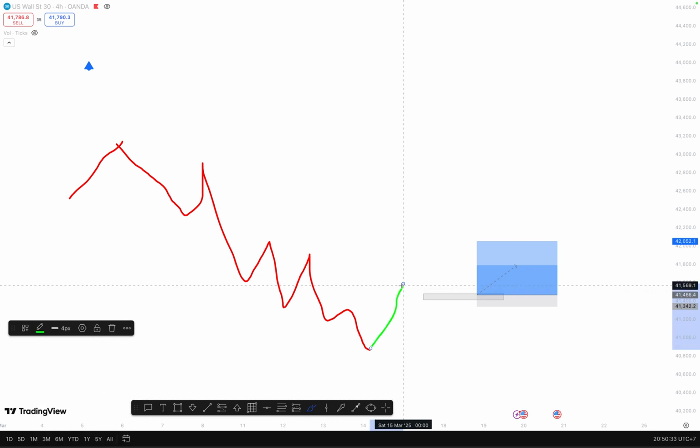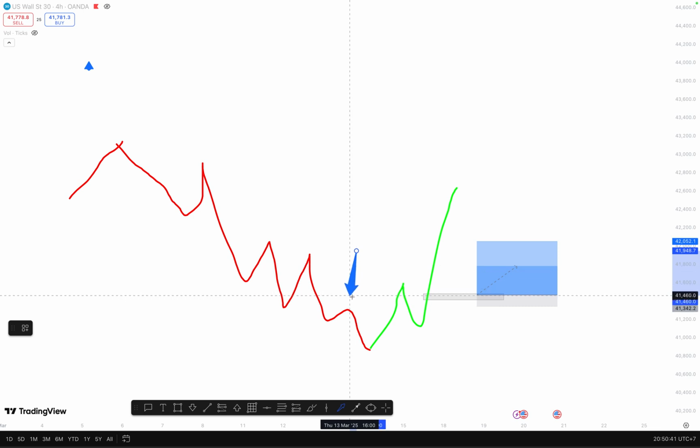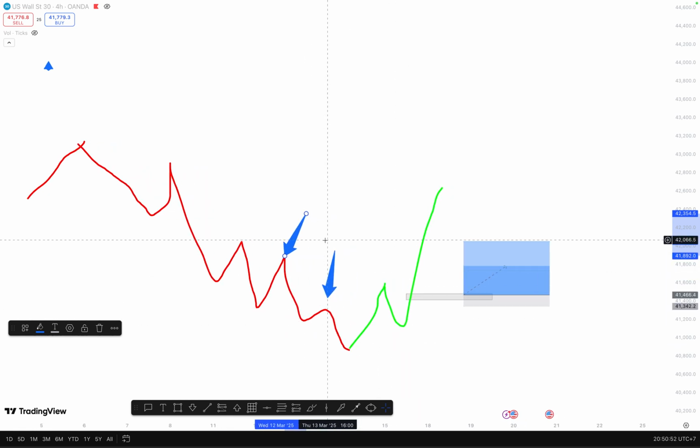From the red we turned green, and that green broke and took out the previous highs here, which were over here. I'll point out those previous highs were broken. We had two highs. We had one here, and we had one here. And so, because these two highs were broken, that disrupted this trend. And so from a bearish trend, we now turned to a bullish trend.